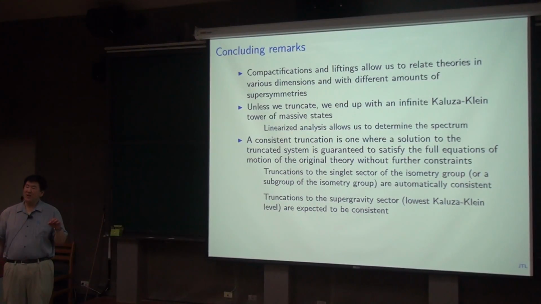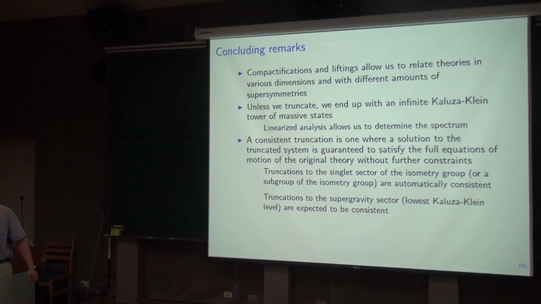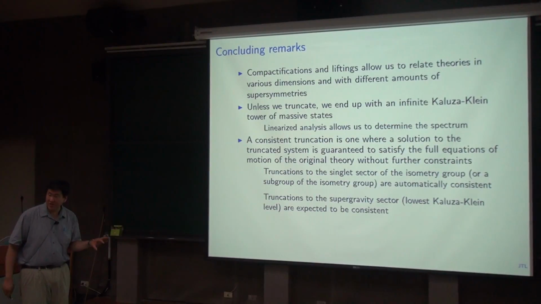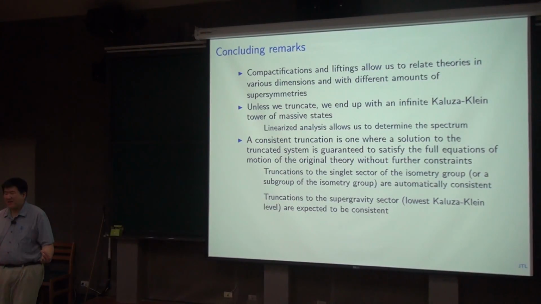Usually, we would have a Kaluza-Klein tower, but many times you can find consistent truncations. We can truncate to the singlet sector, which always works. We also believe truncating to the supergravity sector, which means if you want to truncate to the N=8 supergravity in 4 dimensions, it appears to be consistent. So the T11 compactification gives you N=2 supergravity in 5 dimensions coupled to matter fields.